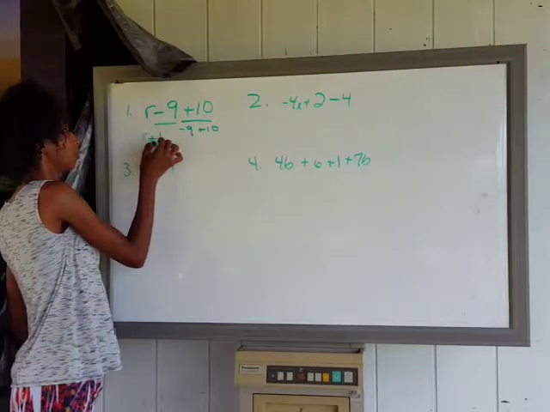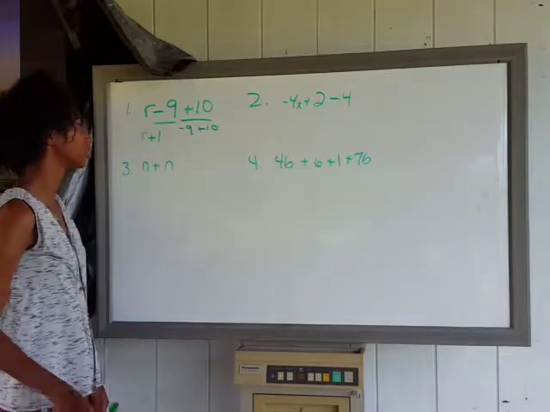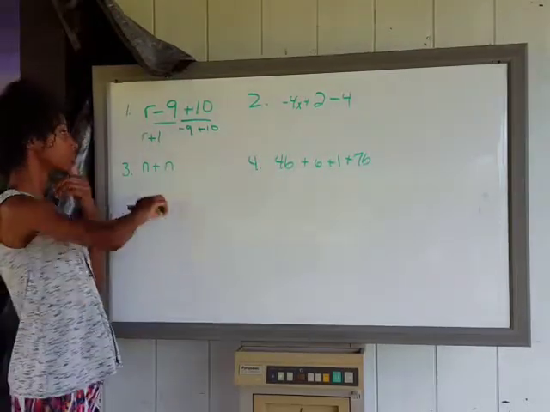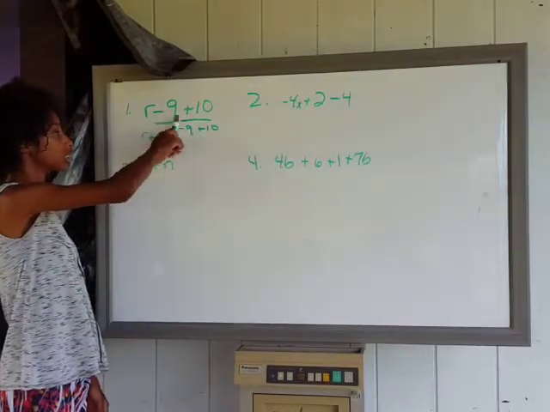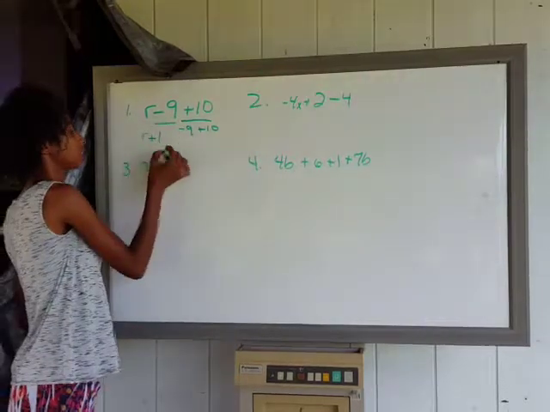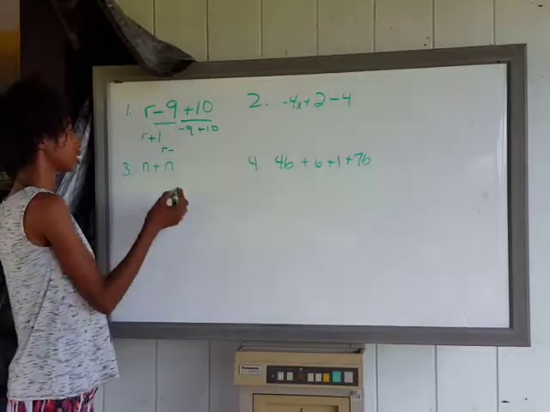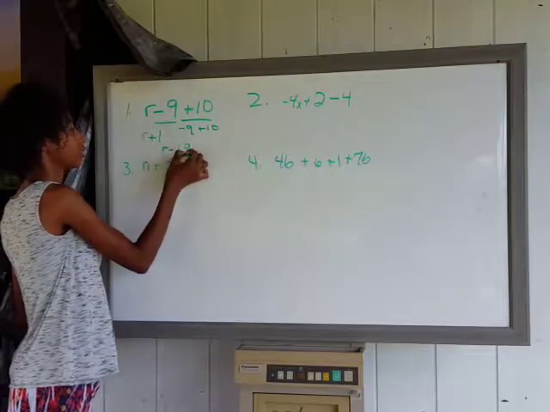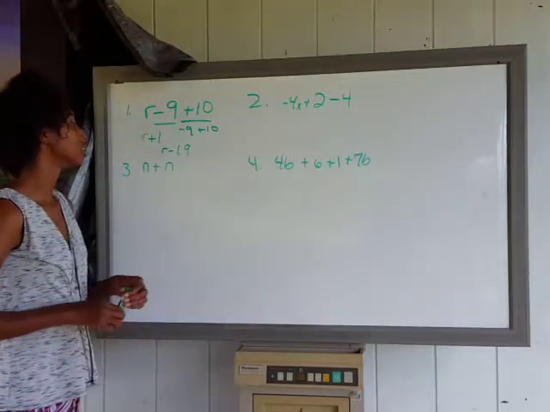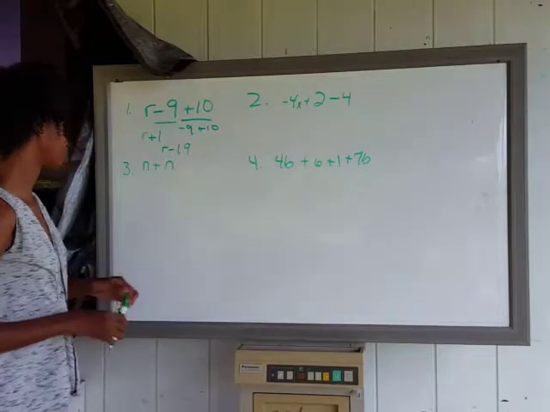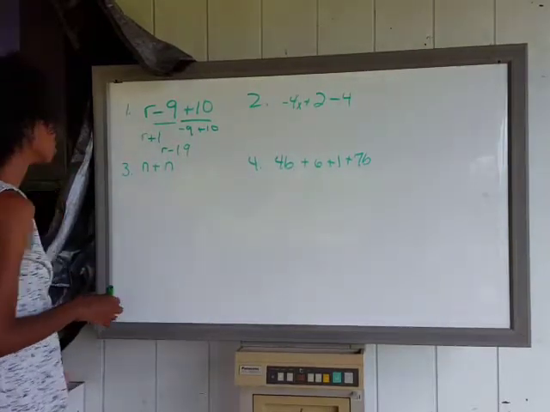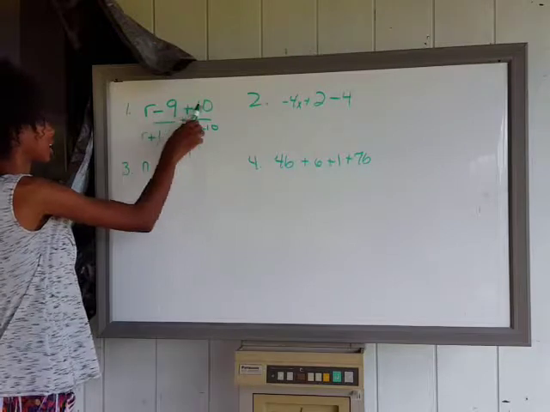So positive 1, which leaves us with r plus 1. And it's important that you remember to keep the sign that's in front of it, because had we just done r minus and just added 9 plus 10 and brought that down, that would have been r minus 19, which gives us a completely different expression. So remember to keep the sign.